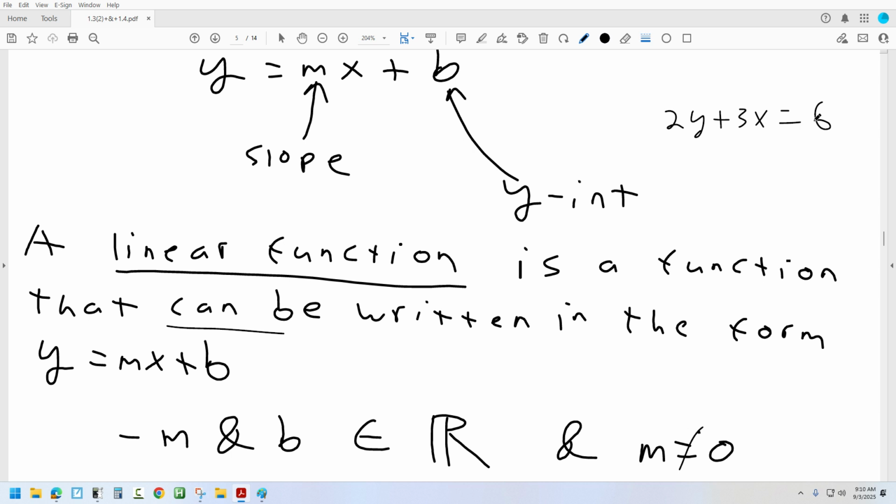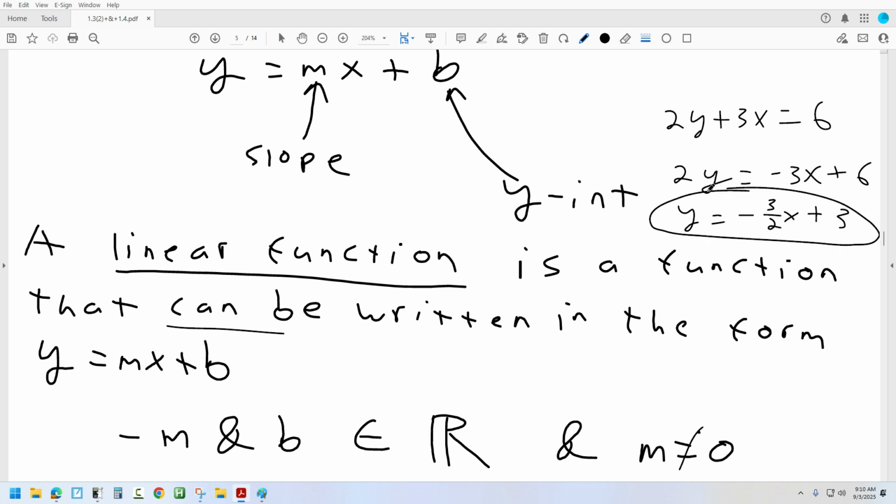Anybody tell me? Yeah, Lance? Subtracting 3x on both sides. Okay, so we subtract 3x on both sides, and we want to put that negative 3x first because in mx plus b, we're putting the number with x first. And then what would be your last step? And then you divide by 2. Then you divide by 2. Okay, so you can rewrite that so it's y equals mx plus b.